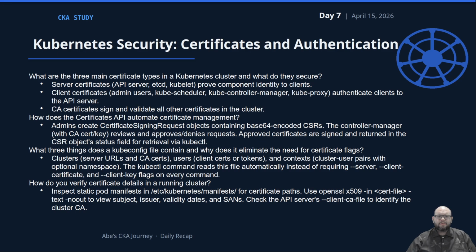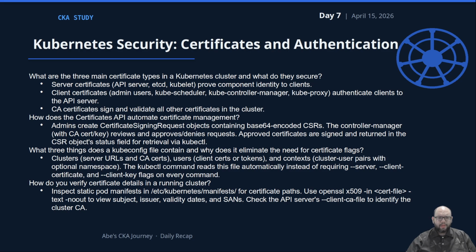Now, how does the certificates API automate certificate management? Well, we have admins who create certificate signing request objects, which contain base64 encoded CSRs. The controller manager with the CA cert key pair reviews and approves or denies requests. Approved certificates are signed and returned in the CSR object's status field for retrieval via kubectl.